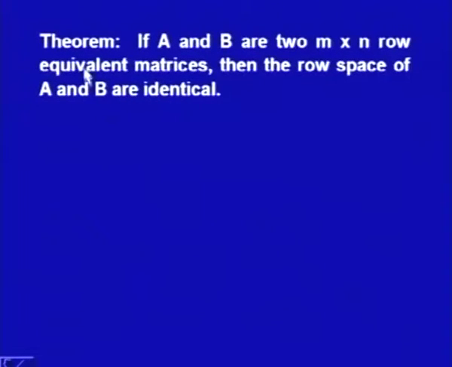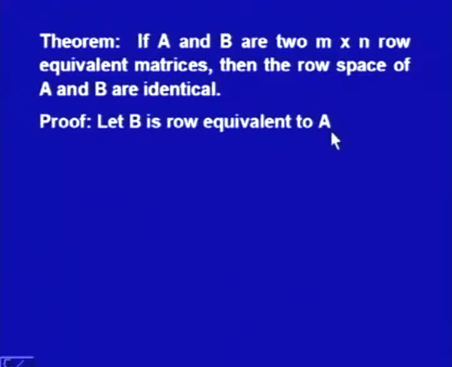Then the next result relates the matrices A and B, which are row equivalent matrices. Then the row spaces of A and B are identical. That is, if we have 2 matrices A and B which are of the same order and they are row equivalent matrices, then their row spaces are identical. Let us try to prove this.